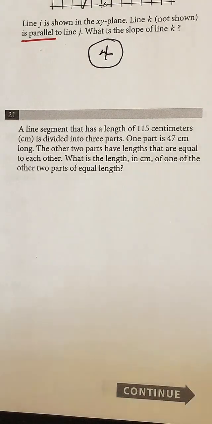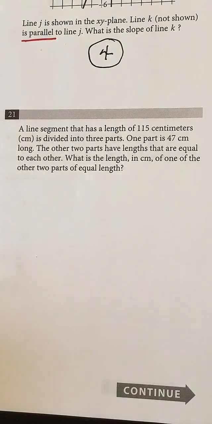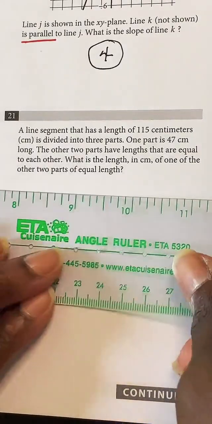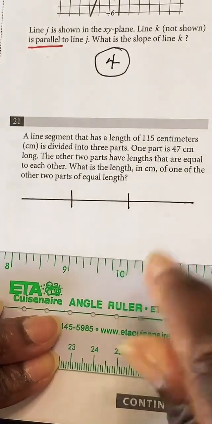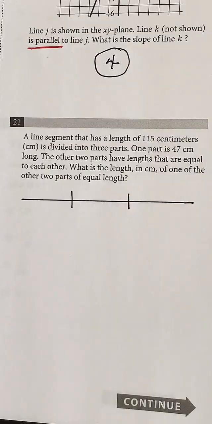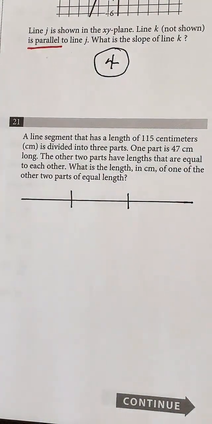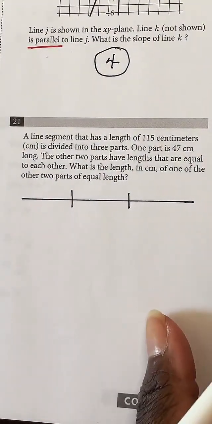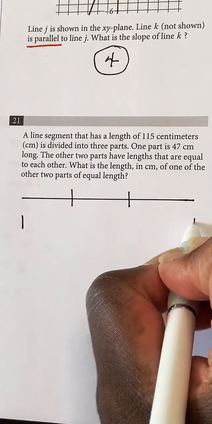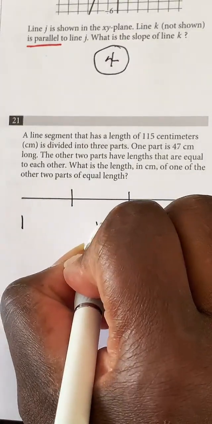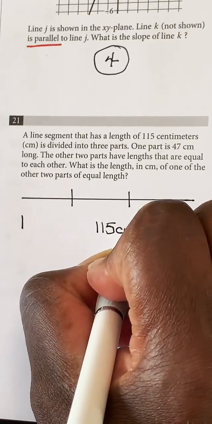All right, so I don't know about you, but I am a visual person. So if we got our segment, and they're saying it's broken up into 3 pieces, okay? If it's divided into 3 parts, it should be like 3 equal parts, roughly. But they say that the length, that means that whole thing, is 115 centimeters.